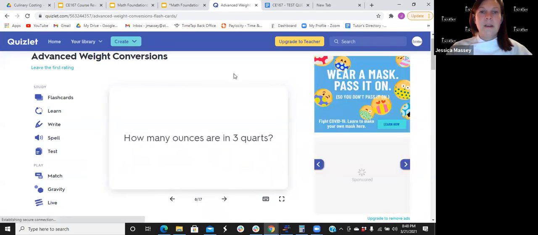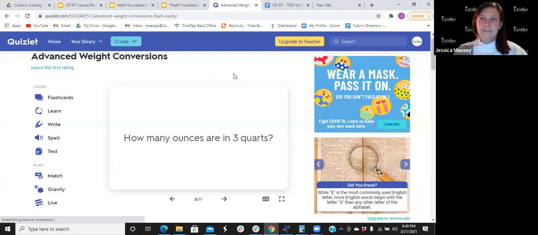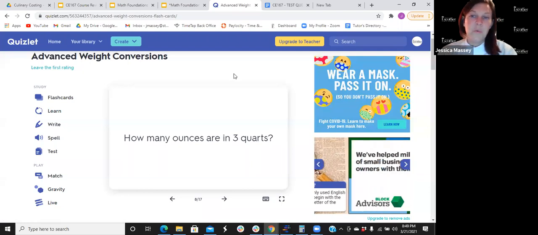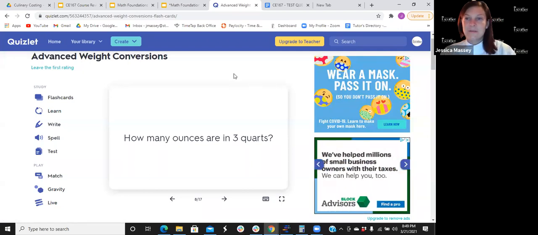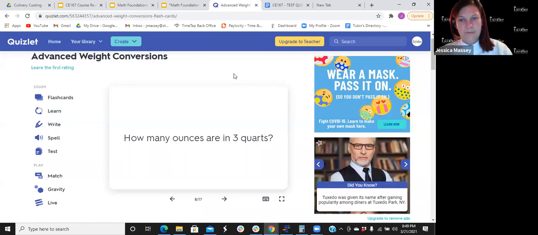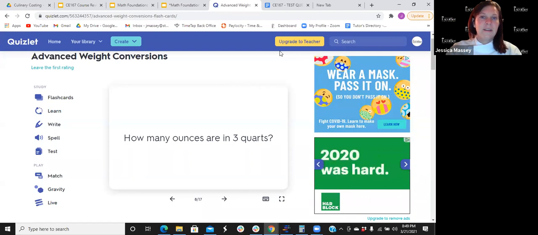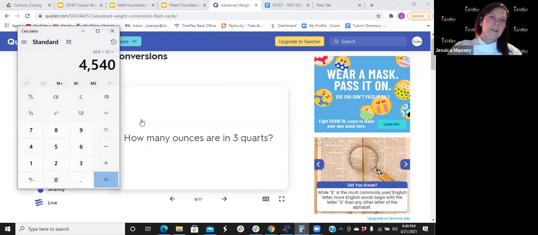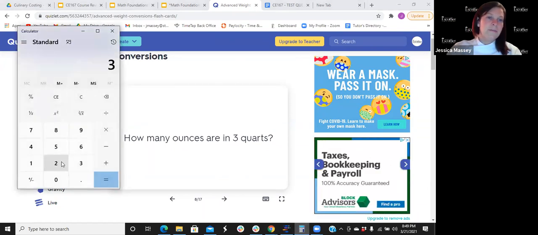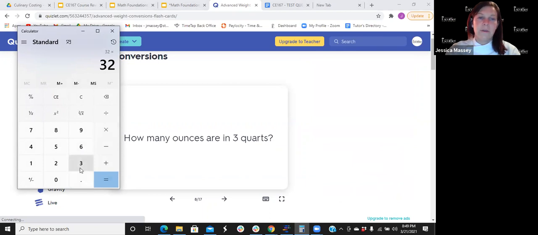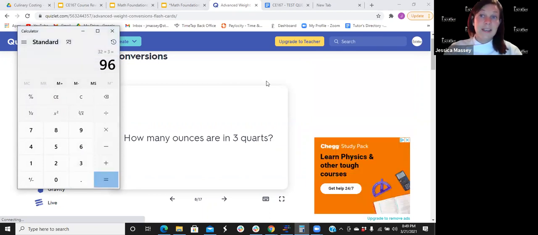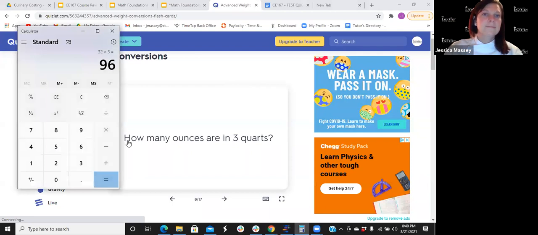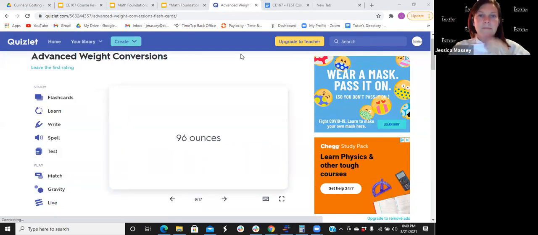Let's try another one. How many ounces are in 3 quarts? Then you'd have to know how many ounces are in 1 quart. It would be 32, if you can't find it on your cheat sheet. So you have your 32 ounces in your 1 quart. Multiply it by your 3 quarts that we have, and we get 96. Nice job, everyone.